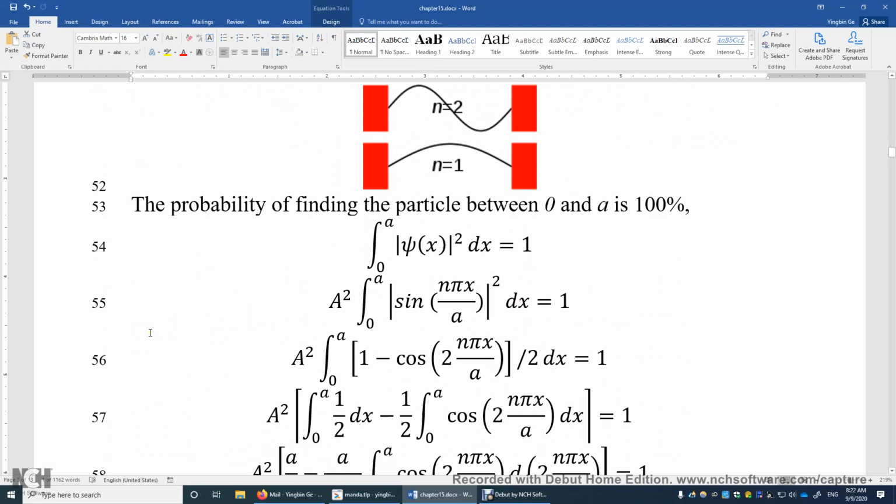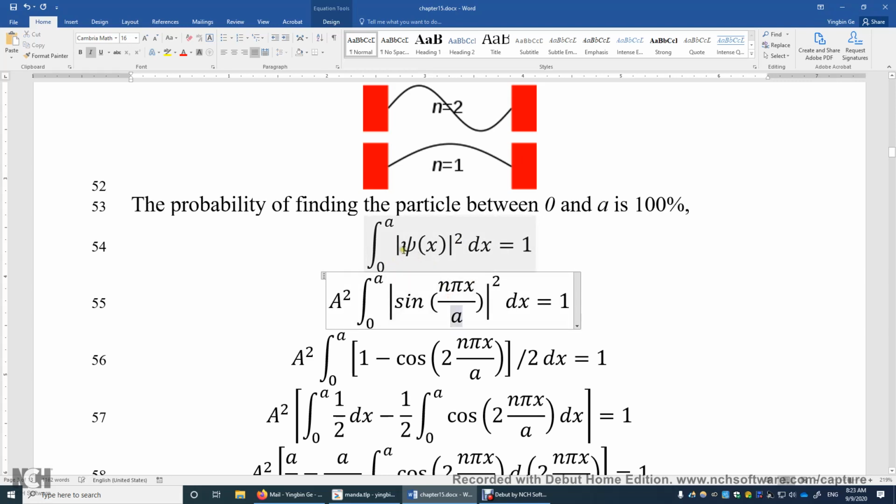All right, now let's look at the normalization factor A, uppercase A. The probability of finding a particle between 0 and a should be 100% because it's fully confined. So we have this equation. On the left-hand side, the physical meaning of this integral is the probability of finding the particle between 0 and a. This has to be 1.